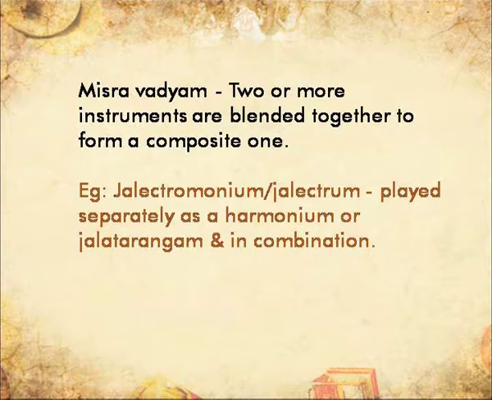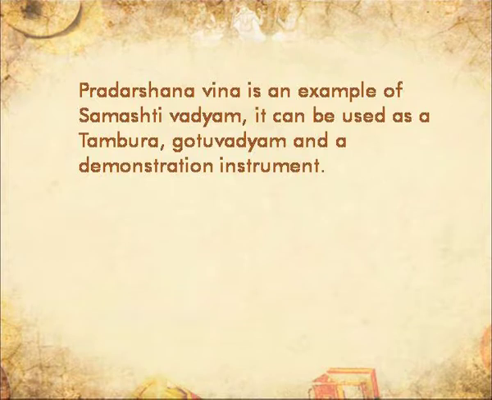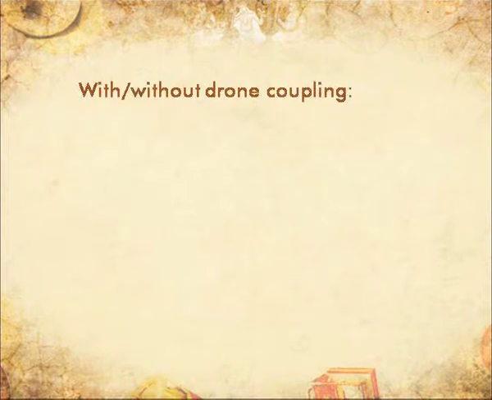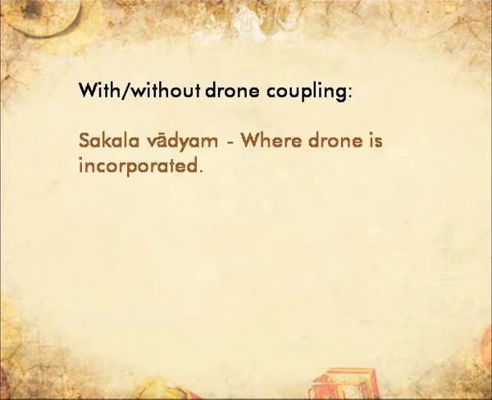Jalaktramonium or jalaktram, which can be played separately as a harmonium or jalatarangam and also played in combination, is a good example. The Pradarshana Veena is an example of a samasti vadyam, inasmuch as it can be used as a tambura, gotu vadyam and a demonstration instrument with or without drone coupling. Sakala vadyam, that is, wherein the drone is incorporated.